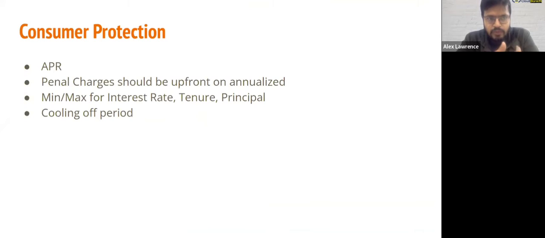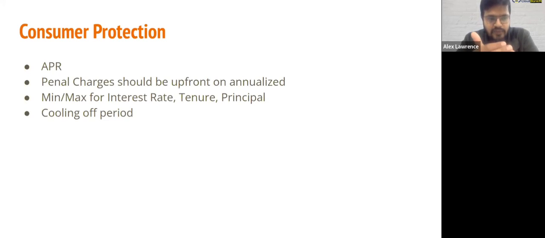With respect to consumer protection, I think ma'am already covered it. We have to include the annual percentage rate and penal charges, which have to be annualized now, which was previously not there in the key fact statement. Now some of these things have to be there in the key fact statement explicitly, so that the consumer gets to know all this information upfront. Those are some of the aspects.